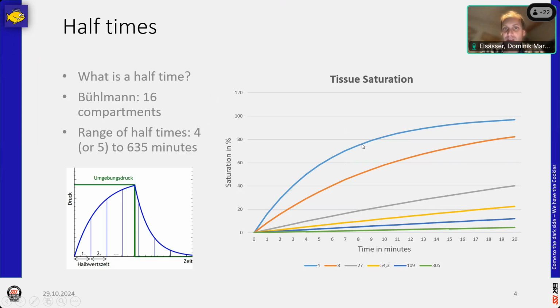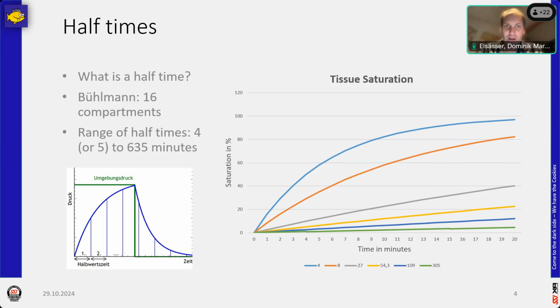You can see, the colorful plot to the right, on the x-axis there goes time in minutes. And the colors, those are the tissues. So the blue color is a 4-minute half-time tissue. The orange color is 8-minute. The gray one is 27 minutes. The yellow one is 54.3 minutes. Now, these numbers are taken from one of these Bühlmann models. And then the green one would be 305 minutes, already longer than 5 hours.